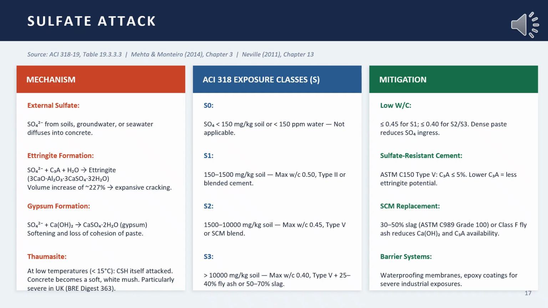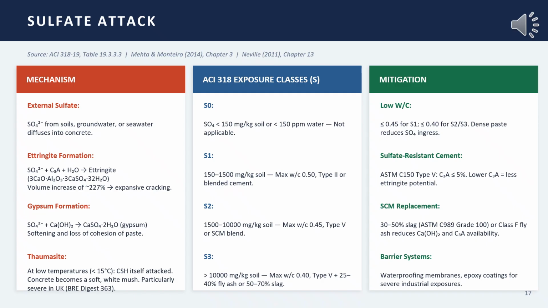Now, sulfate attack is a common problem in structures in contact with sulfate-bearing soil or groundwater conditions you will encounter frequently in various regions of Pakistan. Let me walk through the mechanism and the ACI design requirement. The primary mechanism involves sulfate ions from the soil or groundwater diffusing into the concrete and reacting with two components of hardened cement paste. The first reaction is with the aluminate phases and the second reaction is with calcium hydroxide.